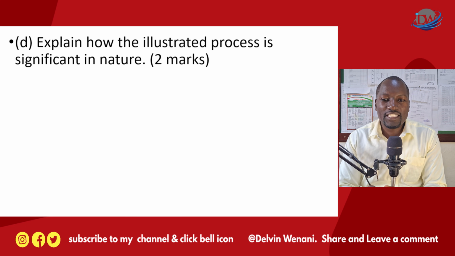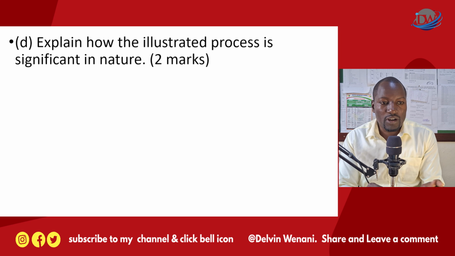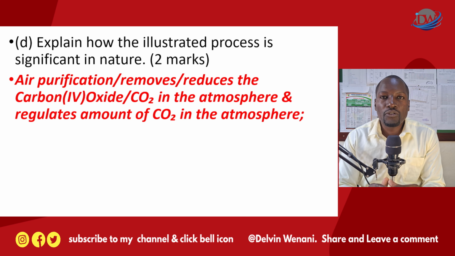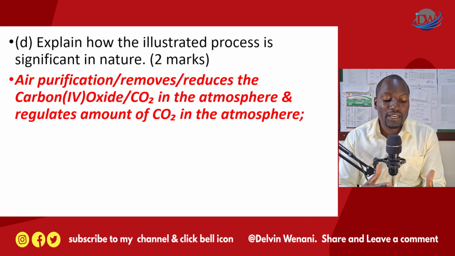Now, explain how the illustrated process is significant in nature. We're talking about photosynthesis. How is it significant? The word significant in this case means how important is it? Number one, it's used for air purification. It removes and reduces carbon dioxide. Carbon dioxide is toxic to animals, and remember, it's a byproduct of respiration.